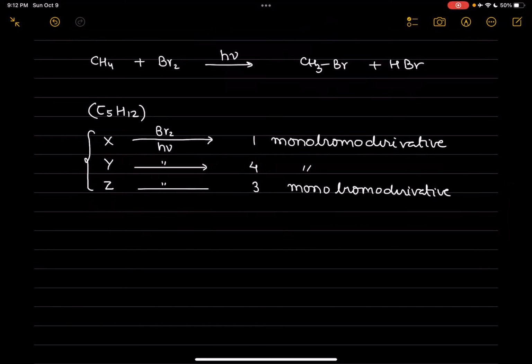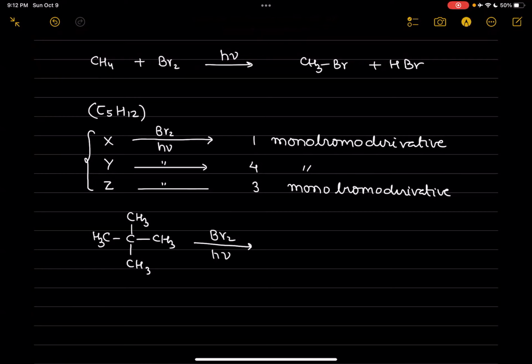Let me just draw the structure. Something secondary, some sort of term, of the five carbon atom. Yes, maybe this one. So you are in the right direction, but tell me the common name as well as the IUPAC name.